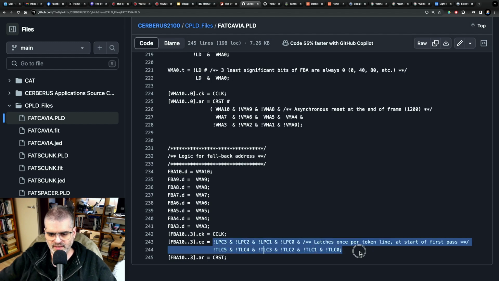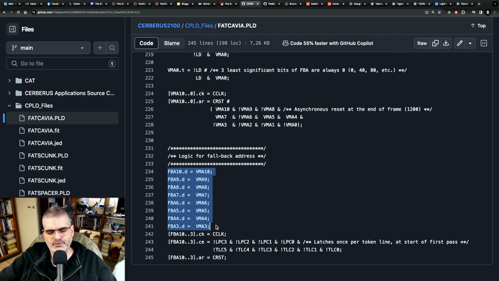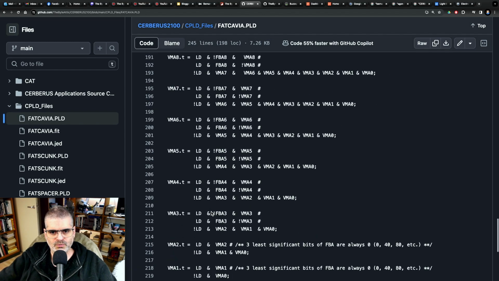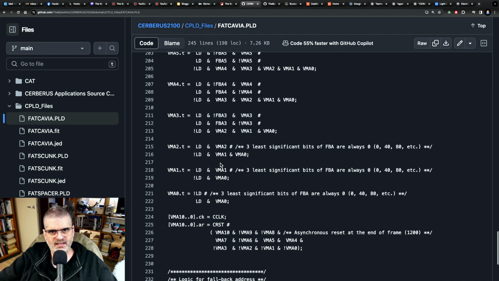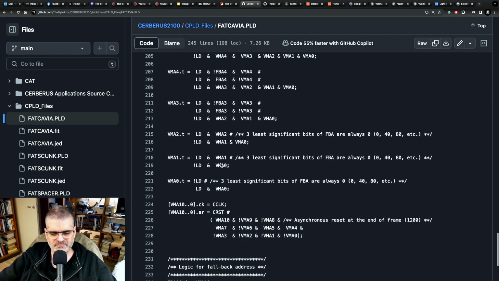In other words, when the counters are 0, there is an inversion here in front of each counter line, such that the compound result of this large logical AND will only be 1 when all the counters are 0. At that moment, the fallback address flip-flops will latch the video memory address, whatever it is. And then when you get to the end of the pass, it will load the fallback address according to this logic, which means that the counter will go to the beginning of the token line again until it has completed 16 passes.